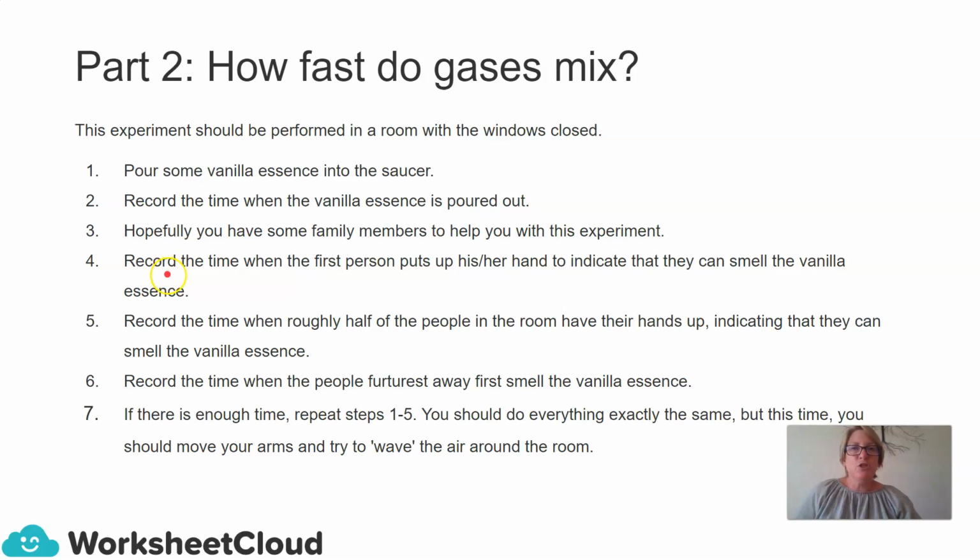And then what you need them to do is the minute they smell the smell, you need them to put their hands up, or you need them to shout out that, yay, I can smell the smell. So record the time when the first person puts his or her hand up to indicate that they can smell the vanilla essence. I know what is also a good idea to do at this stage is you can actually blindfold your family members so they will not be able to see you pouring the stuff or mixing it, or you get them to turn their backs on you so they can't actually see what it is that you are spraying.